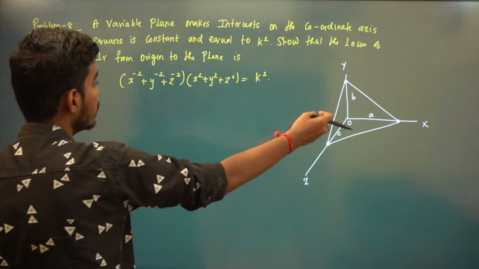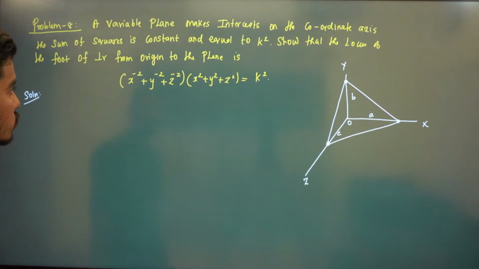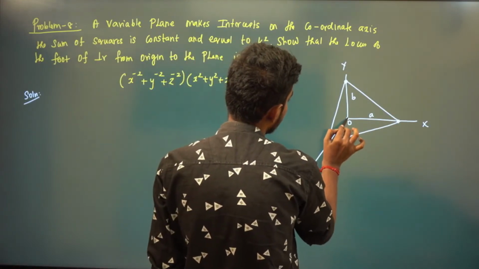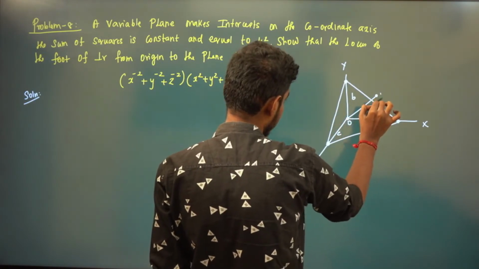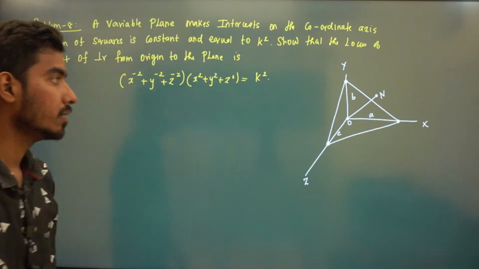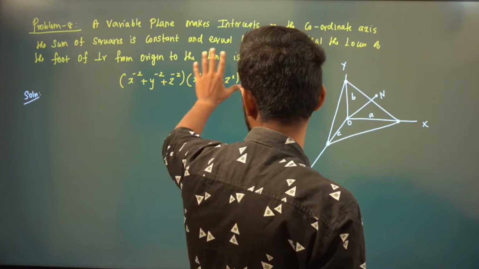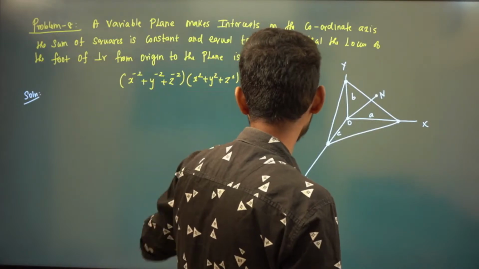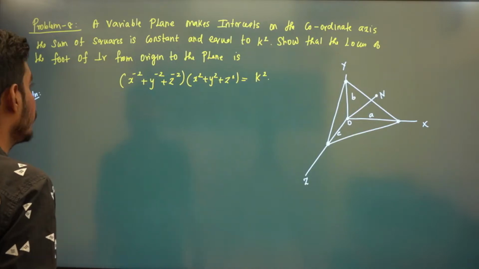A variable plane makes intercepts on the coordinate axes such that the sum of squares is constant, equal to k square. Show the locus of the foot of the perpendicular from origin to the plane. See, this is the origin, and let us say this is the foot of the perpendicular. Let us call this point N. See, you have to visualize this in 2D. So you need to show that the locus of the foot of the perpendicular from origin to the plane is given by this.